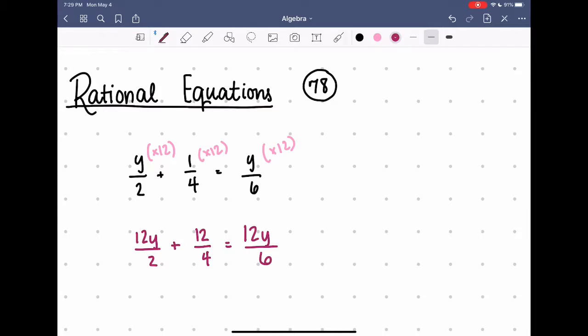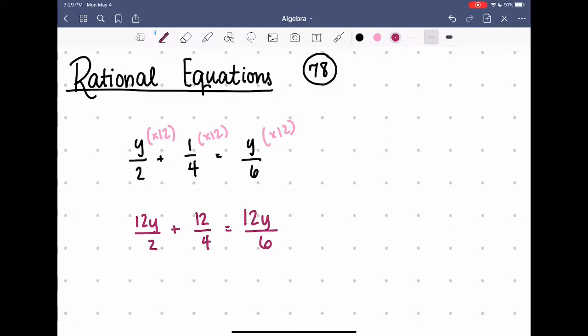And now this is going to help me get rid of all those denominators. So I'm going to simplify all of these terms and I will end up getting rid of those denominators. So this first one becomes 6y. The second term becomes 3. And that third term becomes 2y. And now I've set this up to be a completely linear equation with no denominators in my way, and I can just solve this like a regular problem.